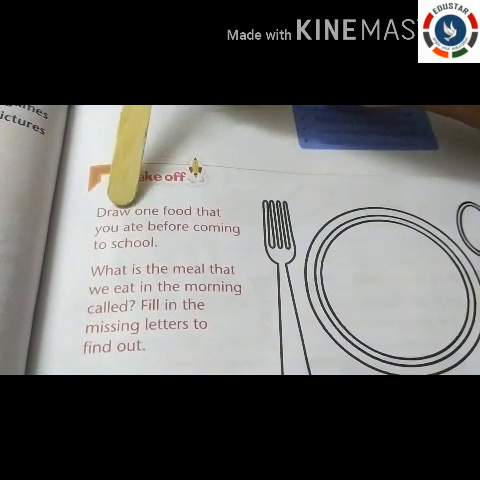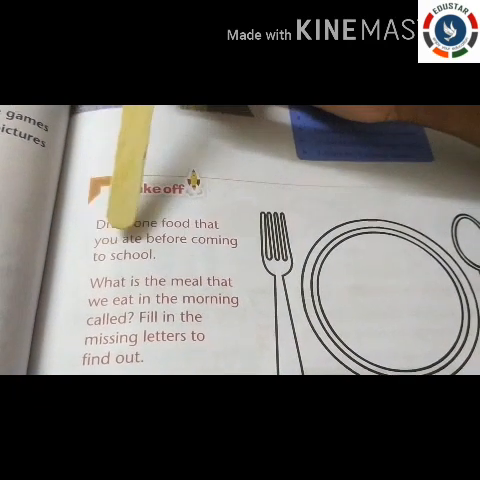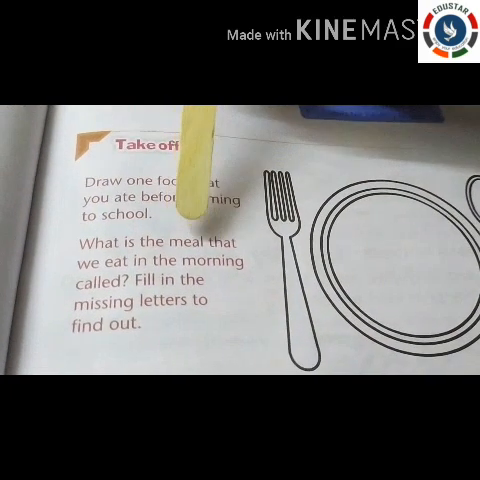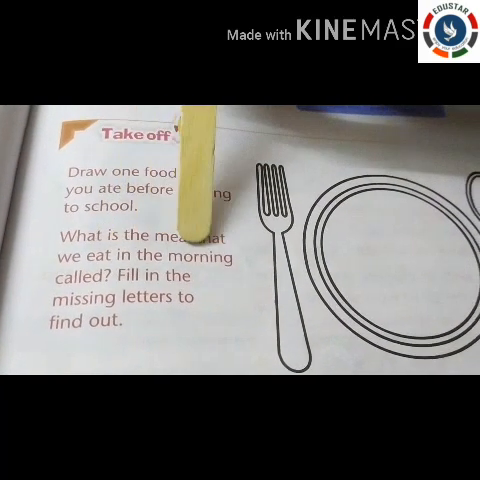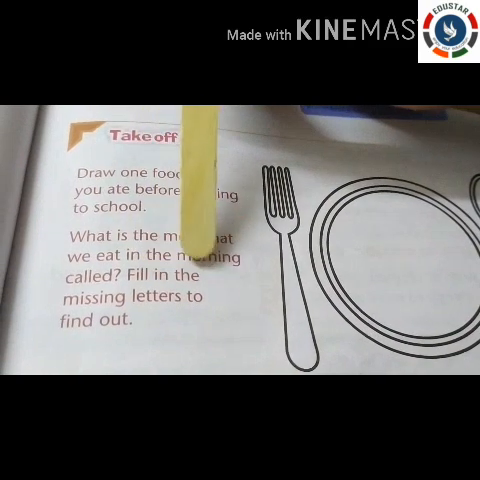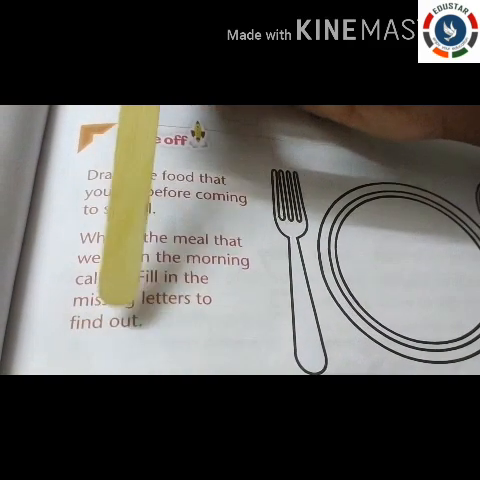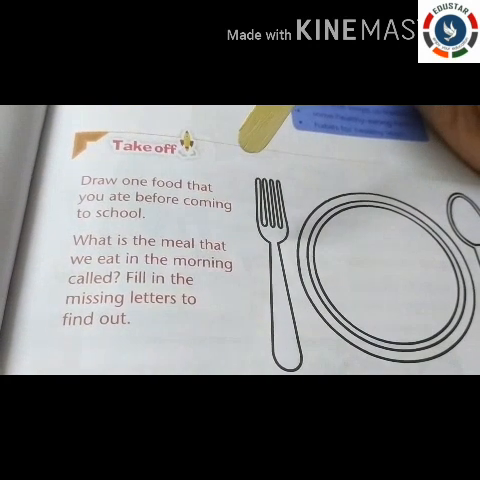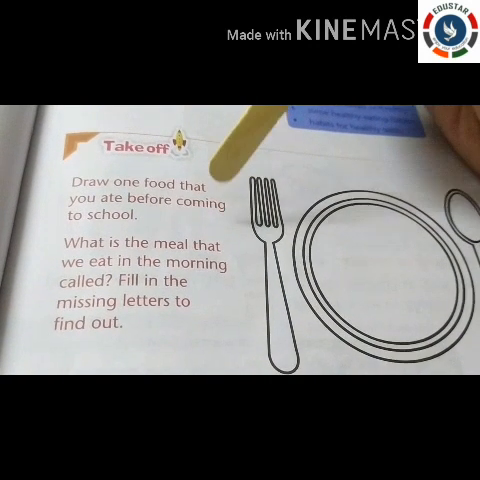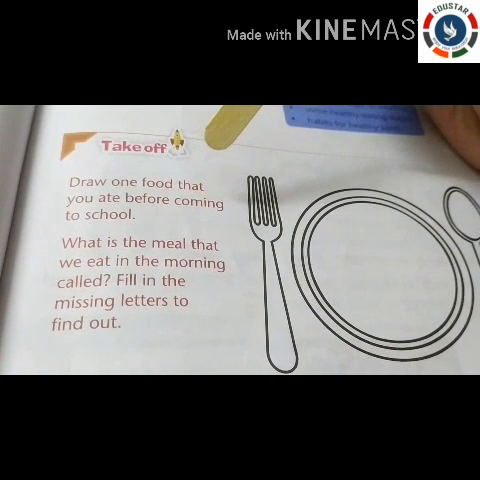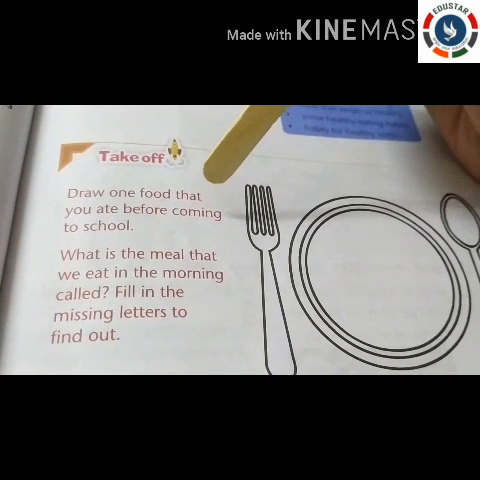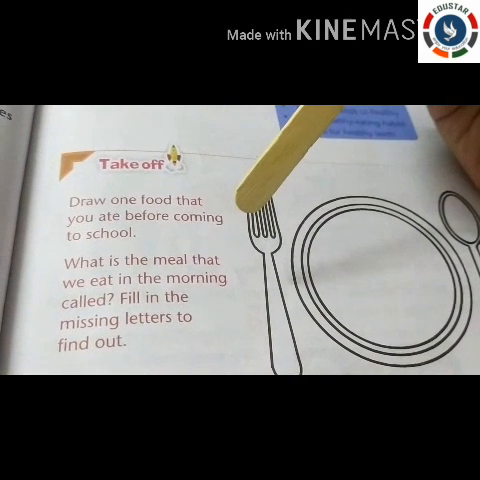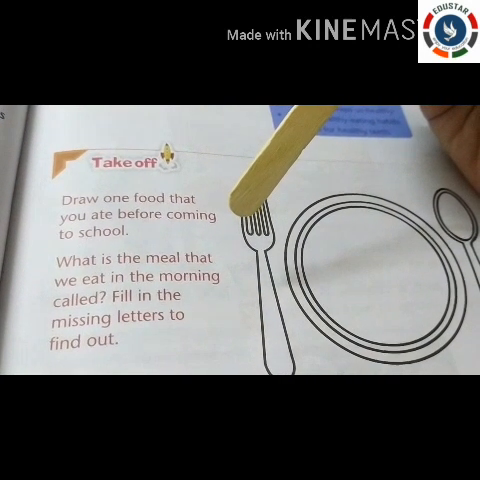Take off. Draw one food that you eat before coming to school. What is the meal that we eat in the morning called? Fill in the missing letters to find out. Okay, children. Now I have to say one thing. Morning we eat food, isn't it? That is called breakfast. Afternoon we eat food, that is called lunch. The food that we eat in the night is called dinner.